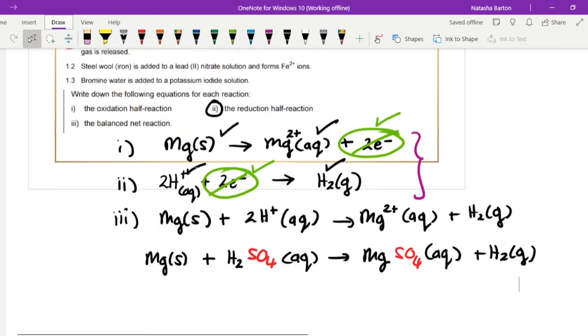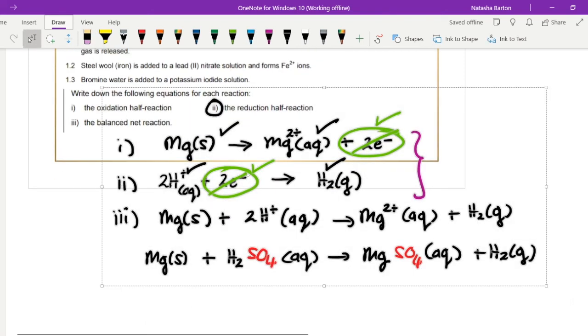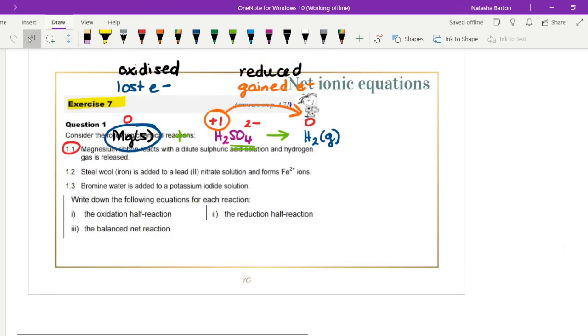We can now go on to question 1.2. And I'm again going to be making use of that table of standard reduction potentials. Here they say steel wool, which contains iron, is added to lead nitrate. So this is lead 2, so that's Pb.